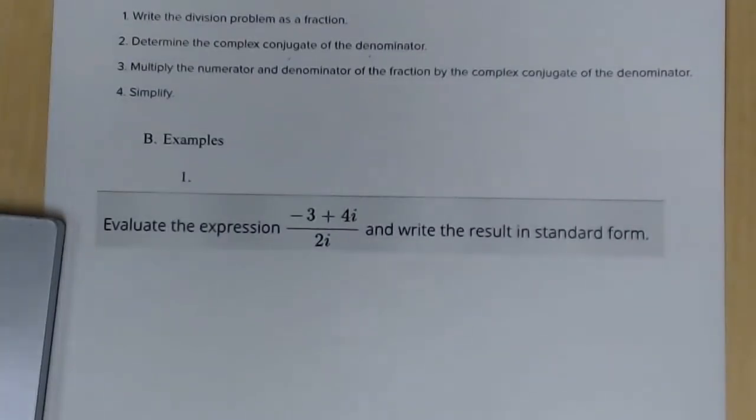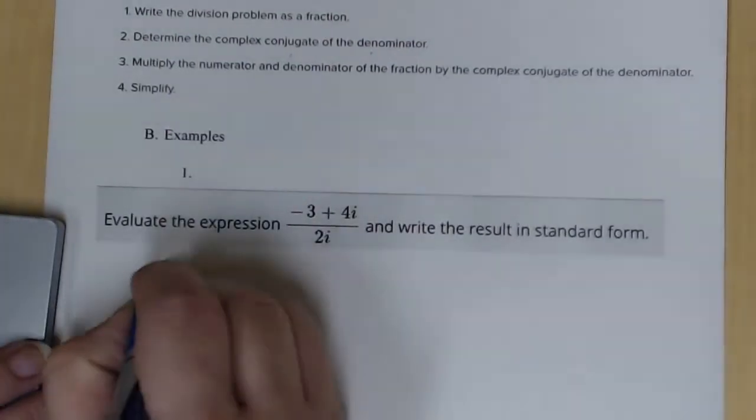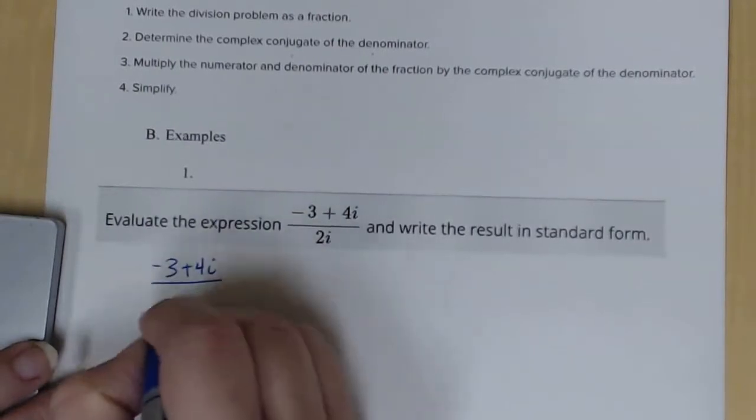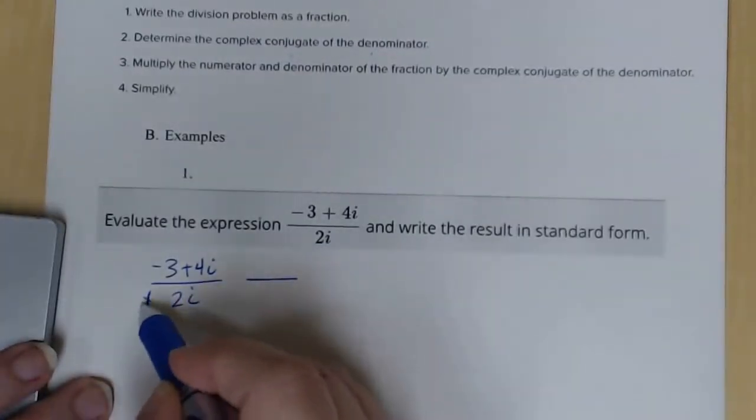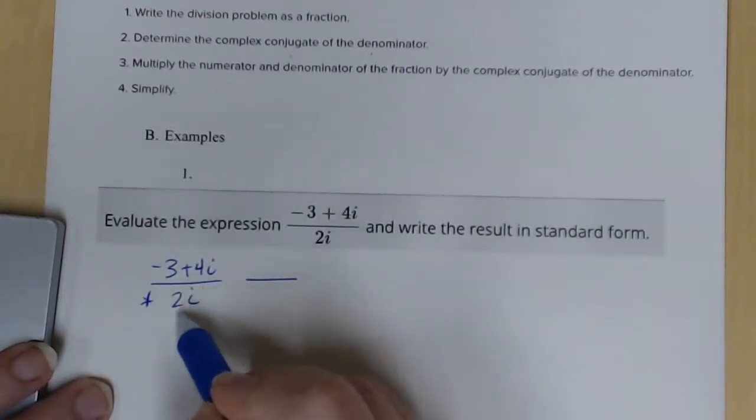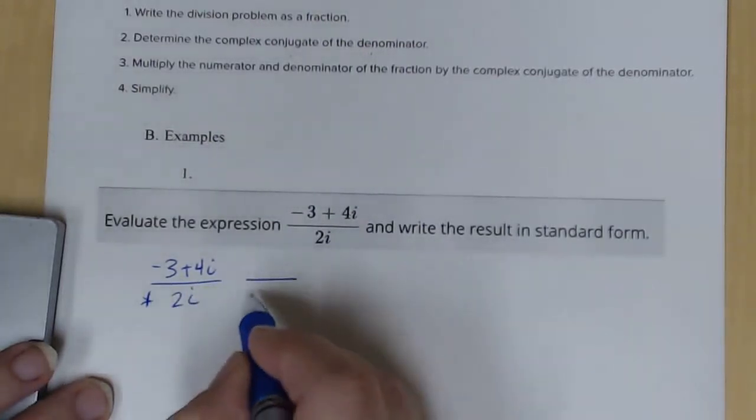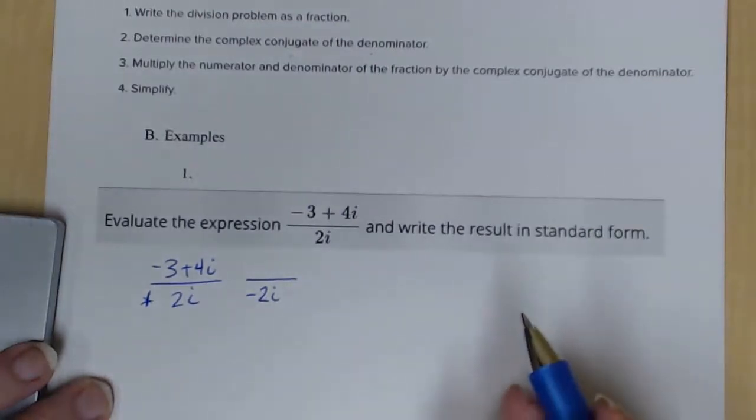Notice it says, evaluate the expression negative 3 plus 4i over 2i and write the result in standard form. Nowhere did it say divide or multiply by a complex conjugate, so that's your part. You have to remember the process and the steps in order to work this. So if you're given this problem here, the first thing you're going to do is figure out where is your denominator. Here it is, it's that bottom number. Figure out the complex conjugate of 2i. Its complex conjugate would just be negative 2i.